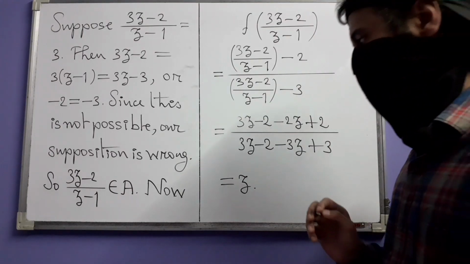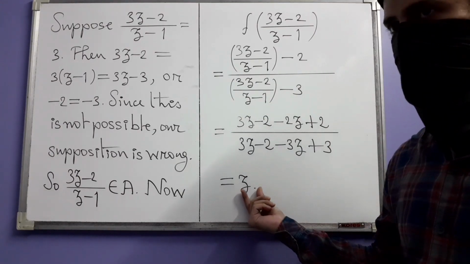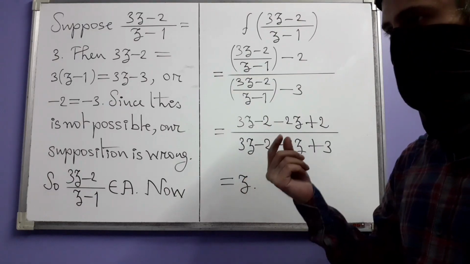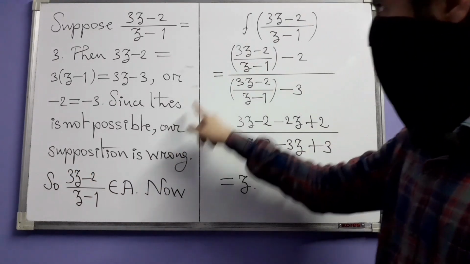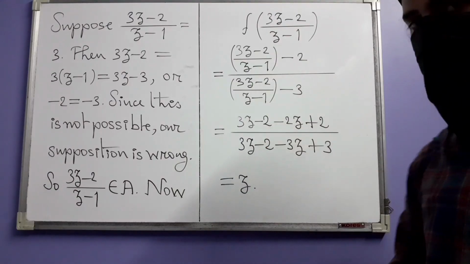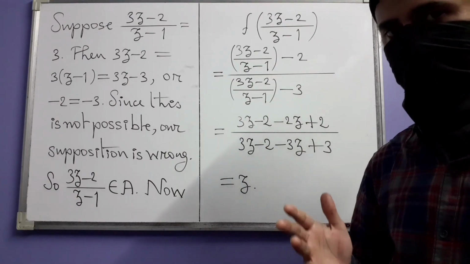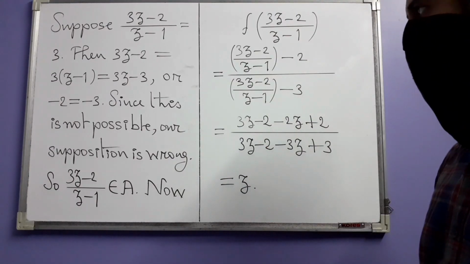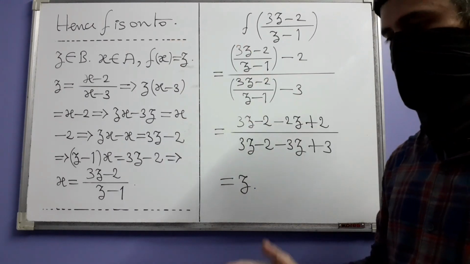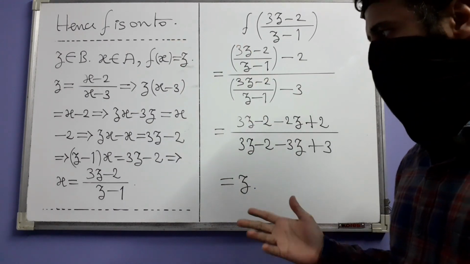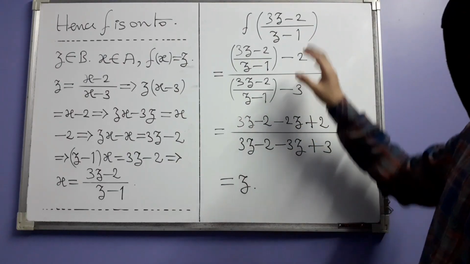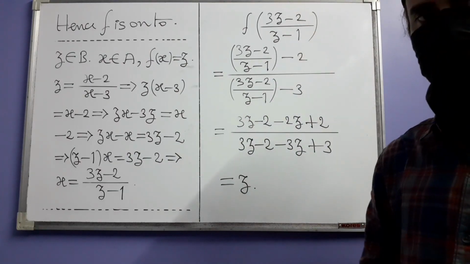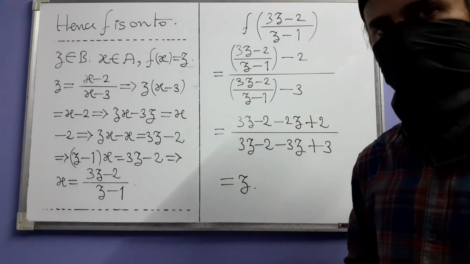What does this tell us? It tells us that for our arbitrary choice of element in the codomain, there exists an element in the domain whose f image is equal to this. So that tells us that f is onto. Hence f is onto, and we have shown that the function f is both 1-1 and onto. But the question remains, how did I figure this out? That for a given z, this should be my pre-image.